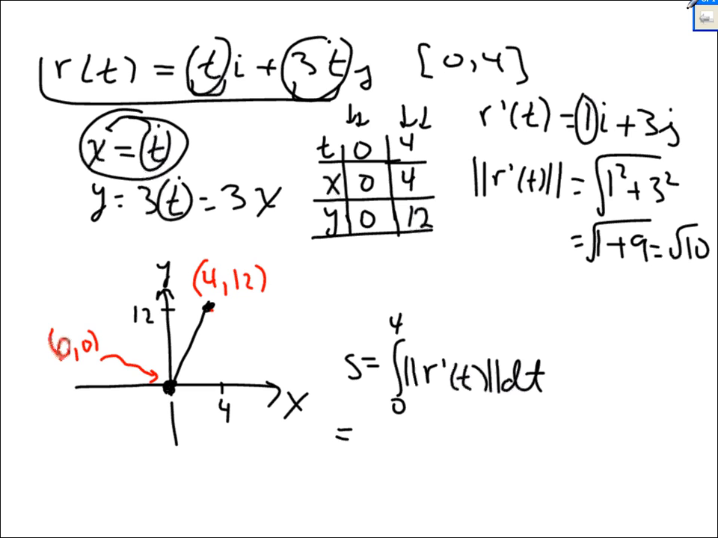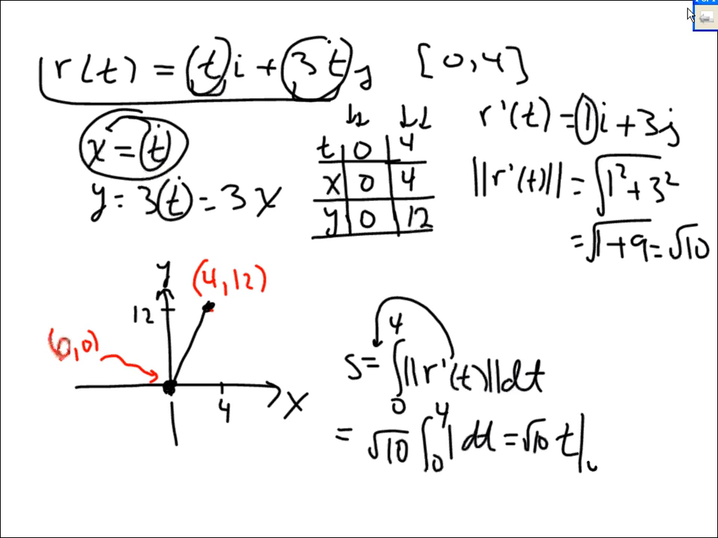So now this is a constant. It's the square root of 10. I can bring it in front. The square root of 10 times the integral from 0 to 4 of 1 dt. The integral of 1 dt is t from 0 to 4. First you plug in 4, you get 4 minus, then you plug in 0, you get 0. 4 minus 0 is 4. So you get the square root of 10 times 4, better known as 4 square root of 10.